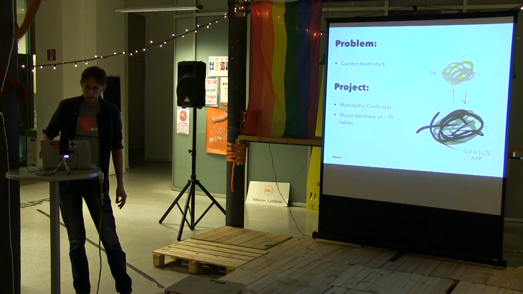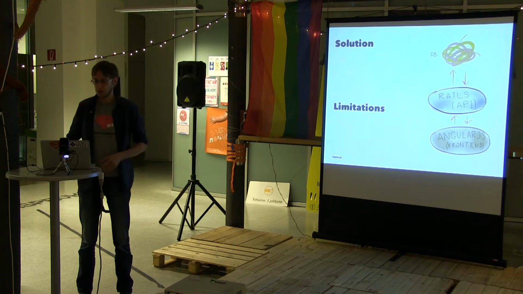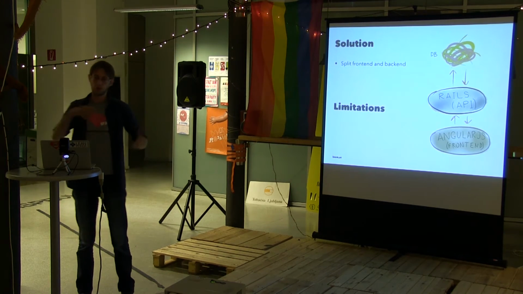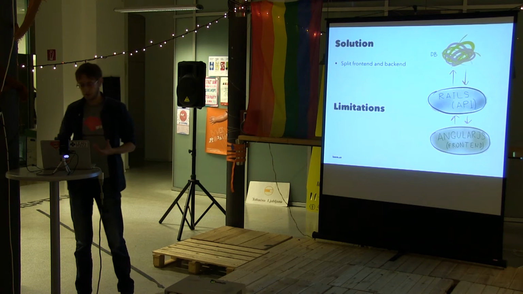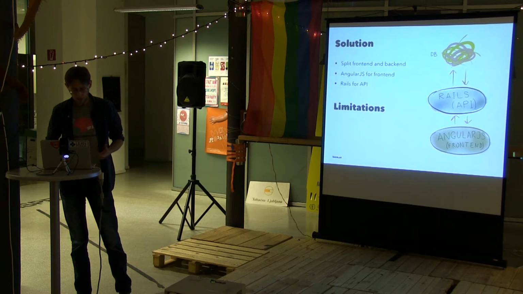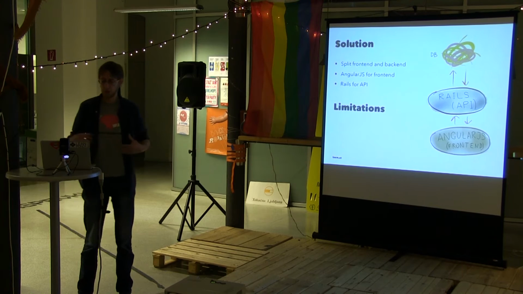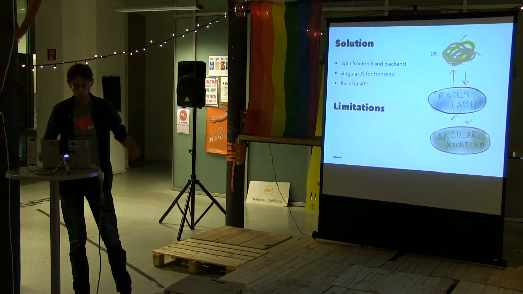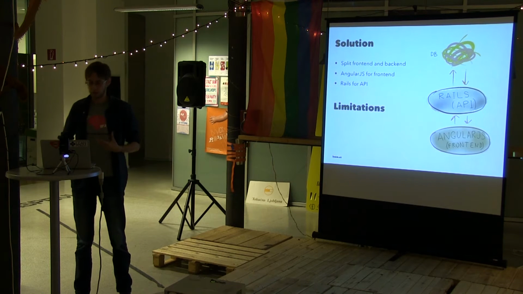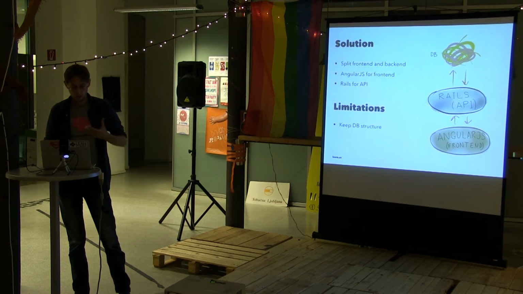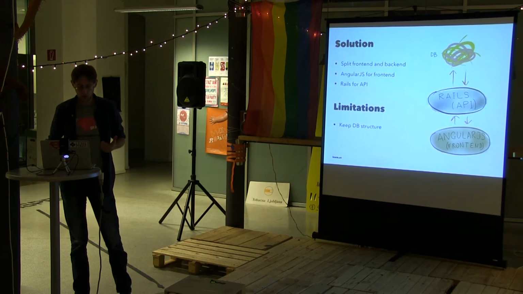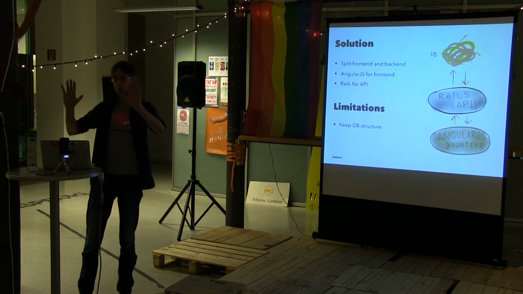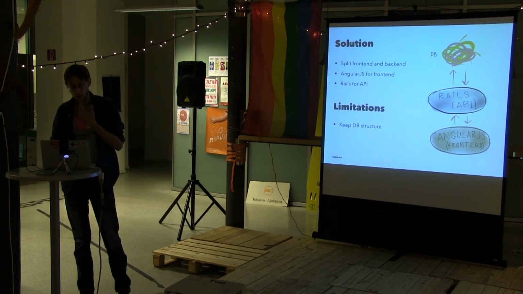And the client was kind of smart, so he came up with a solution, and he decided to split front-end and back-end, and he already had a front-end team. And he wanted me to implement the back-end on Rails, to re-implement all the functionality for them. But there were two limitations. The first one is I had to keep the database structure because the old application and the new one had to run in parallel at the same time.